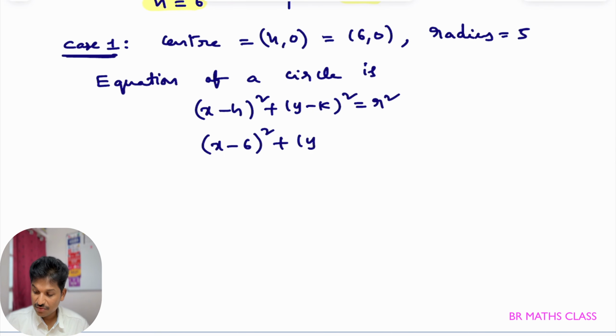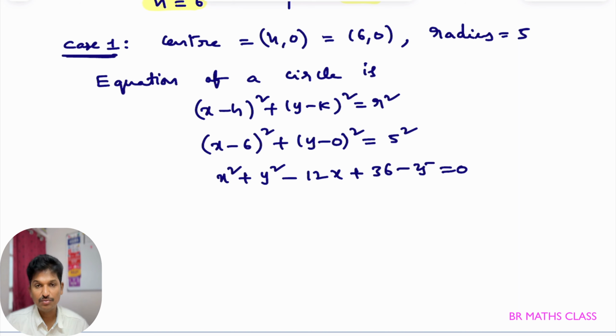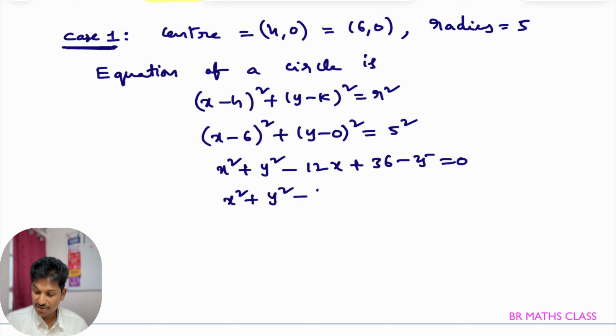X minus 6 whole square plus y minus 0 whole square equal to r square. You simplify this, what will you get? X square plus y square minus 12x plus 36 minus 25 equal to 0. If I simplify this, x square plus y square minus 12x plus 11 equal to 0. This is the circle equation whose center lies on the x-axis and which passes through the point 2 comma 3.